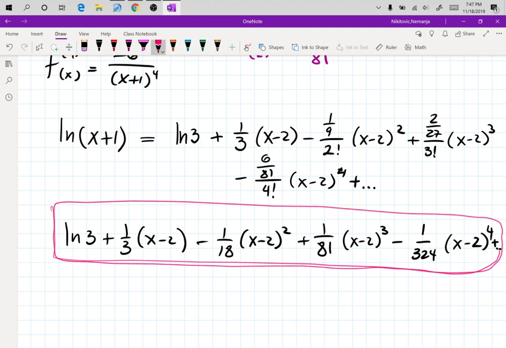So what can you expect on your exam? Find the first 3 terms of the Taylor series for a function. What do you do? For 3 terms, you take 2 derivatives, because the first term is what? Your original function at a. Then the first derivative at a, second derivative at a. 1, 2, 3 terms, right? You will take 2 derivatives. And then you will have the first three terms.